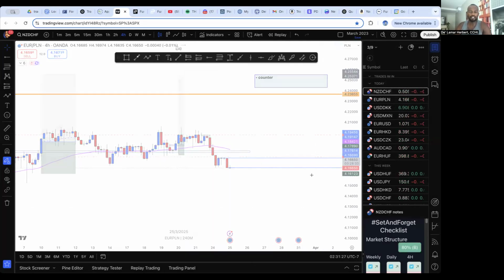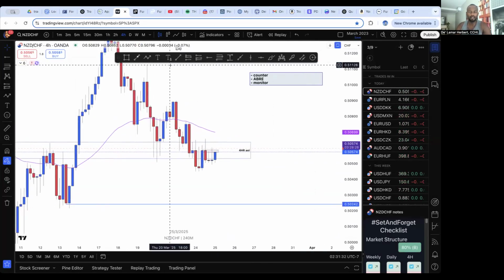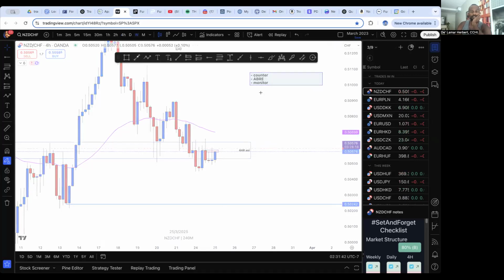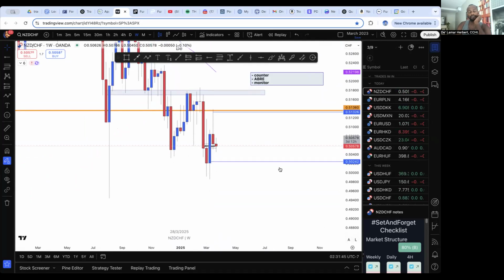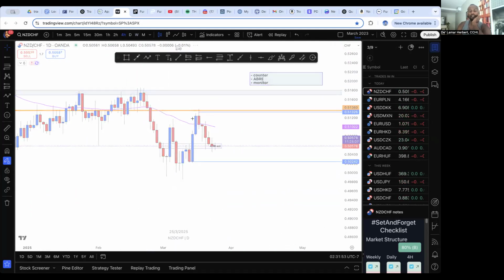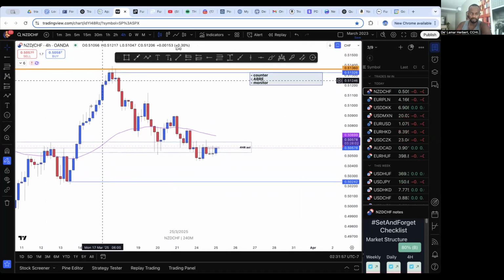Okay, and then last but not least for today, NZD CHF. Right now, this one right here is the most ready for today. It's the only pair I've got right now. This is a counter trend trade. Weekly has been moving up. Daily made a shift, had made a pullback. On the 4-hour, we're within this 4-hour frame here.